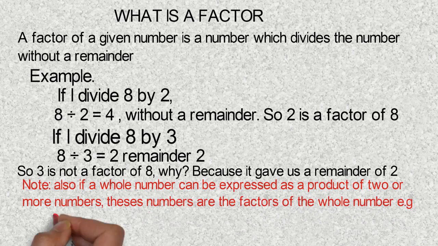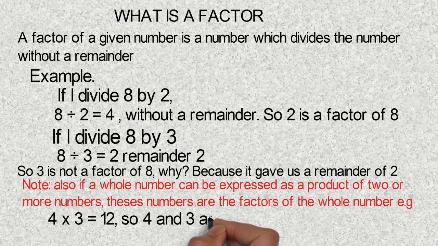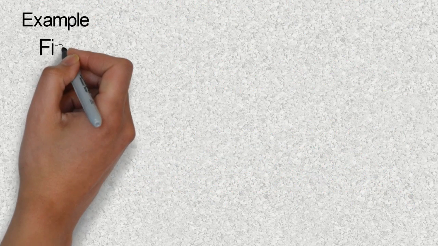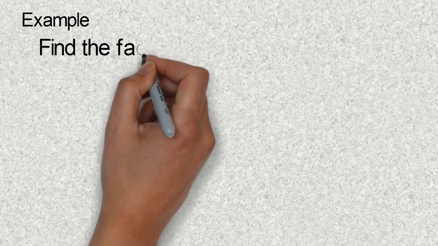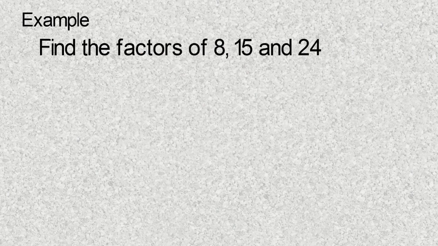E.g., 4 times 3 equals 12. So 4 and 3 are factors of 12. So let's do some examples also. Let's find the factors of 8, 15, and 24.